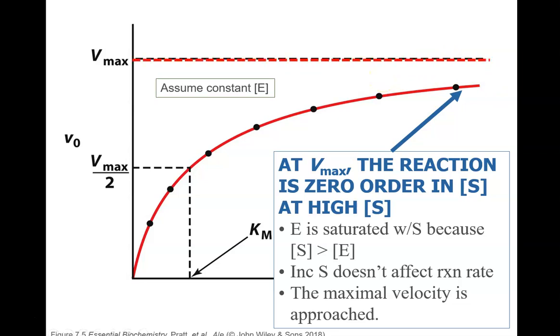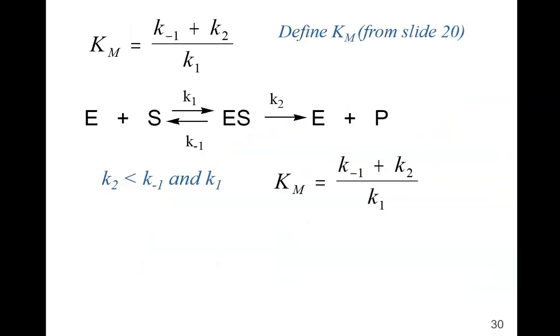So that's our Vmax as our asymptote, and the Km is the substrate concentration at 1/2 Vmax. So remember earlier we defined Km as K minus 1 plus K2 over K1, and we got these Ks right here from our simple understanding of how enzyme binds to substrate, forms the enzyme substrate complex, converts substrate to product, and regenerates the enzyme.